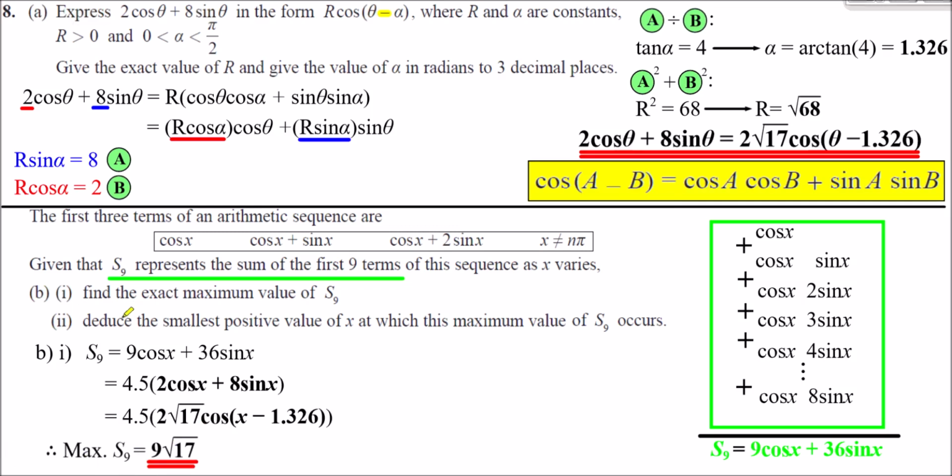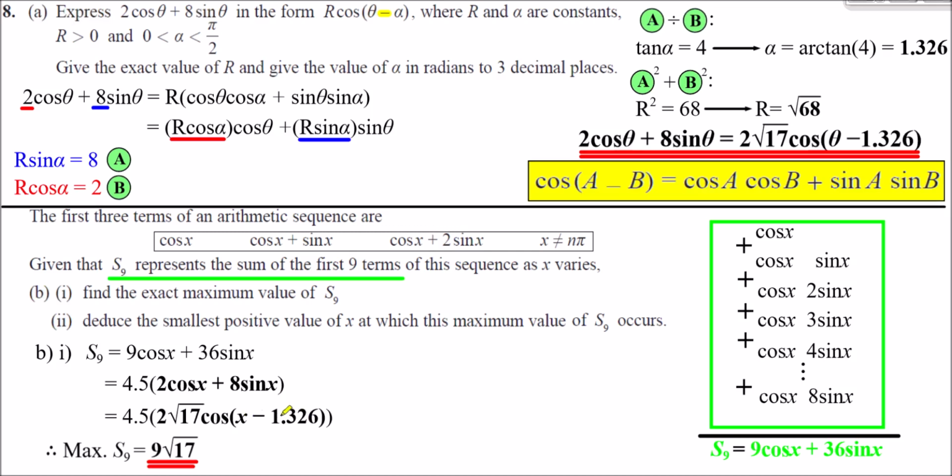Part 2, we need to work out when that actually happens. When will the maximum happen? What's the smallest positive value of x when that will occur? Well, when is cosine at a maximum? Cosine of 0 is equal to 1. So the first maximum we will encounter is when this expression here, the cosine of this, is 0.